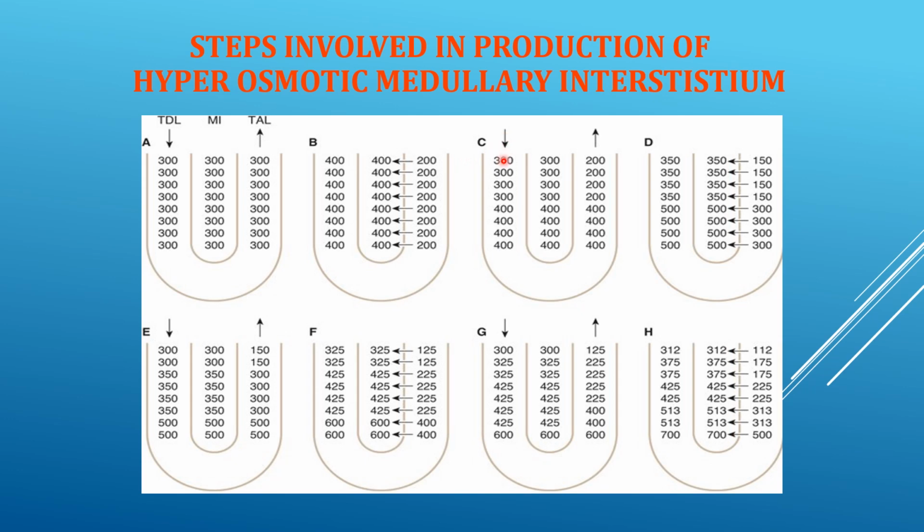Again new fluid comes in with 300, and the same process repeats. So here the gradient increases. Again the thick ascending limb sends out sodium chloride, so the gradient changes, and for equilibrating, the values also change. This process goes on until it reaches equilibrium, and that value will be nothing but 1200 milliosmoles per liter. This we will see in a short animated video so that you can easily understand.